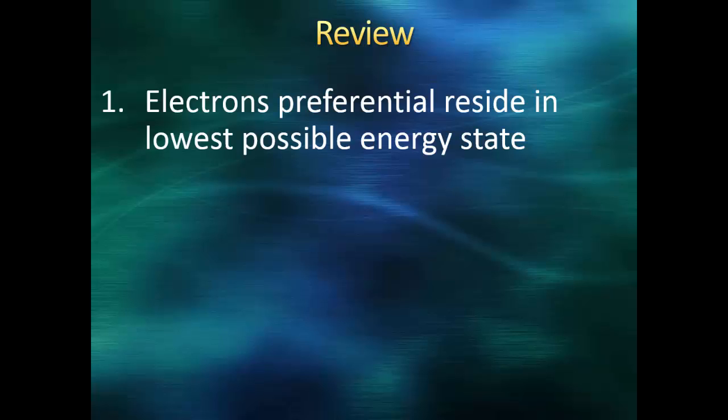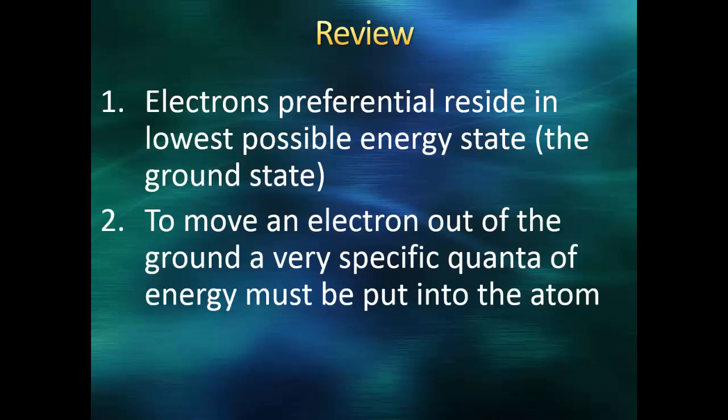So we're going to review. Number 1, electrons preferentially reside in the lowest possible energy state. They want to be in the lowest level they can be, and that's called the ground state. You can move an electron out of the ground state, but you need a very specific quantum of energy put into the atom. And now you say the atom is in the excited state.